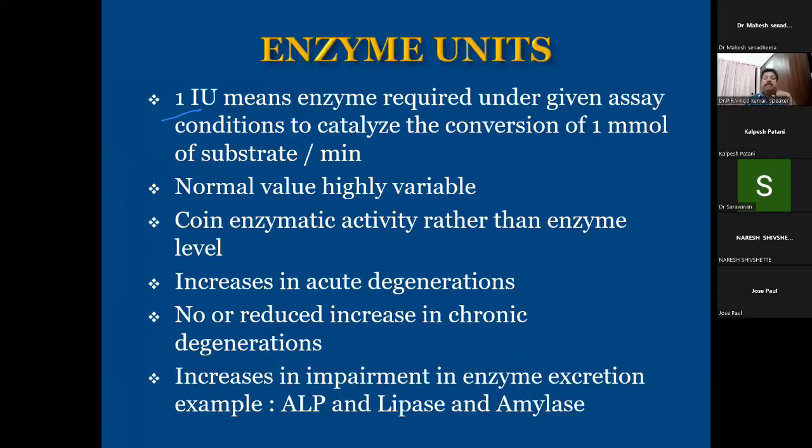Then increase in impairment of enzyme excretion, for example, ALP, lipase and amylase. See, that also can happen, not only degeneration. For example, alkaline phosphatase. Alkaline phosphatase is an enzyme which is produced inside the intrahepatic biliary canaliculi, intrahepatic bile ducts. Those cells which are lining the intrahepatic bile ducts produce alkaline phosphatase. Also certain bone cells such as osteoblasts, osteoclasts, etc. also produce this alkaline phosphatase.